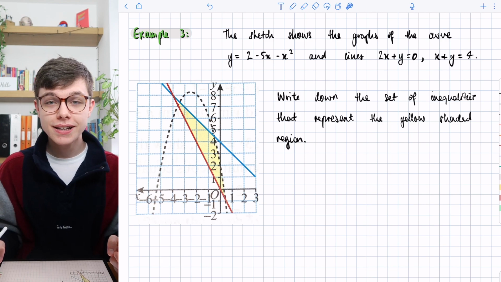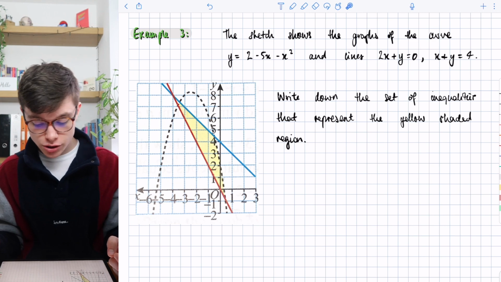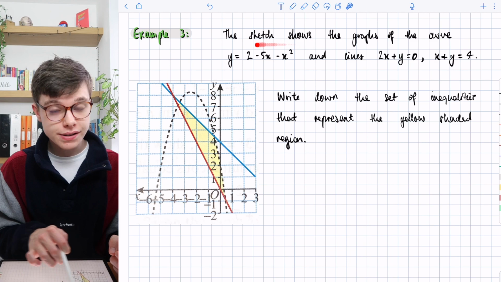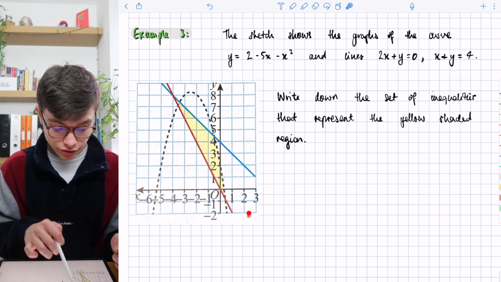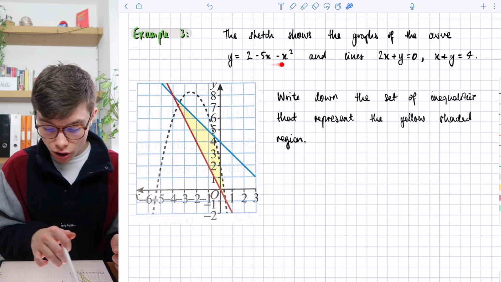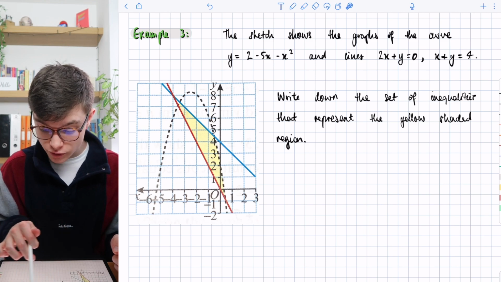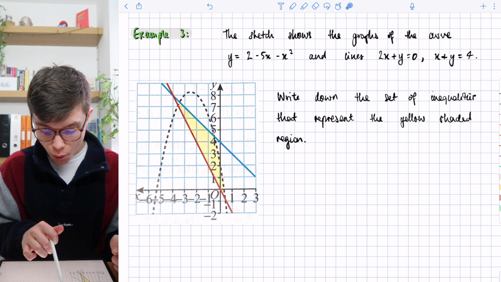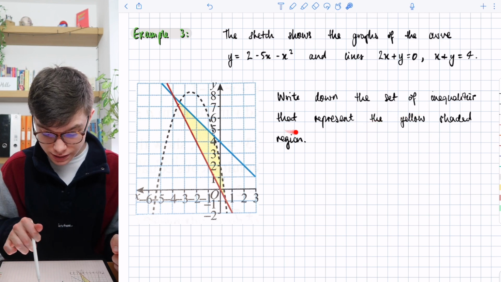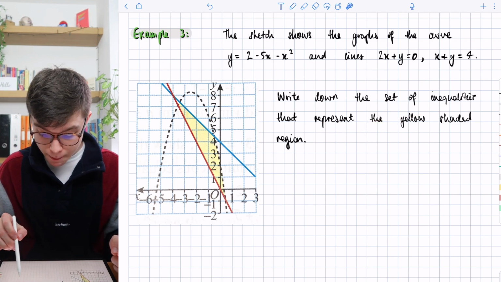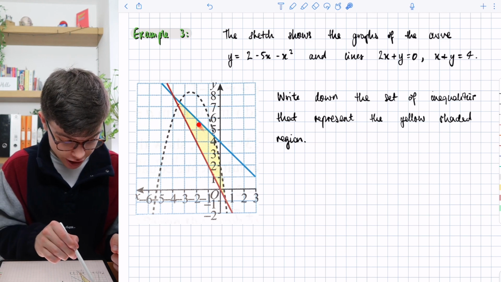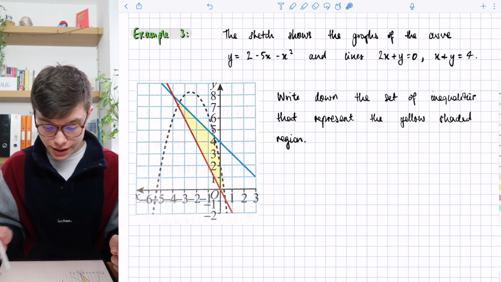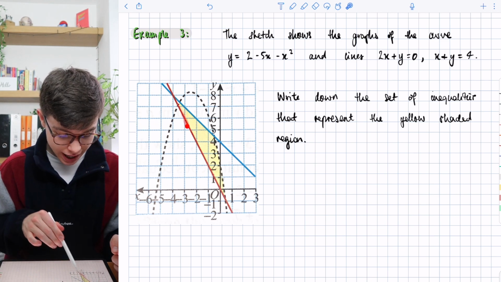Hopefully you've got an answer. Let's see whether you were correct. So what we need to do here is, well, we don't need to sketch anything. We've already got a sketch, and I've just taken this sketch from the book. It's the sketch of two straight lines and one curve. We want to write down the set of inequalities that is represented by the yellow shaded region, this region here. Well, first of all, we need to work out which straight line is which.